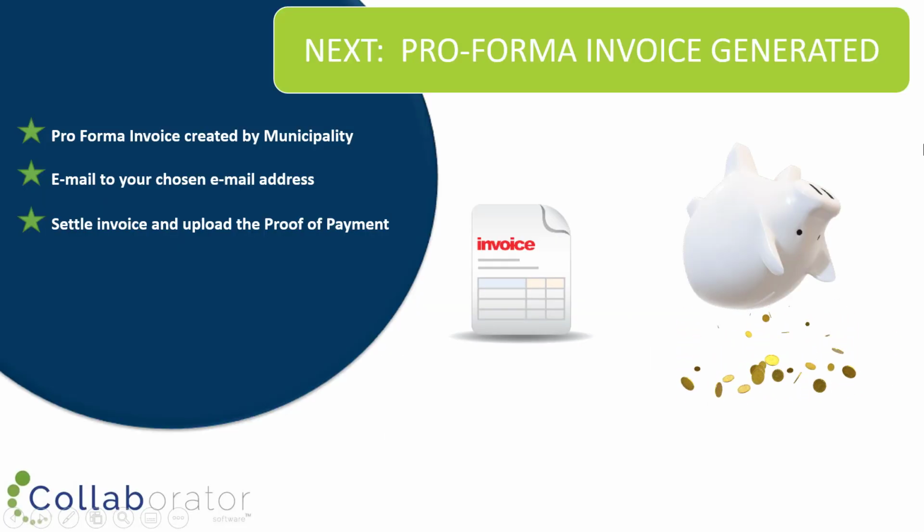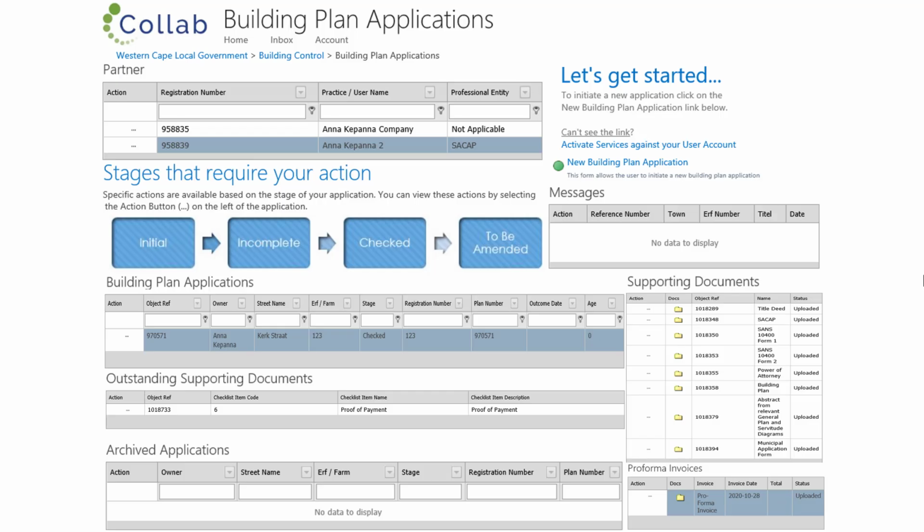Once the municipality approves of all the documentation and the information is correct, a pro forma invoice will be generated and sent to your email address, which you supplied when you created the application. The invoice then needs to be settled and the proof of payment uploaded to the application before submitting the application back to the municipality. The stage will change to Checked once the pro forma invoice has been generated by the municipality. The invoice will be emailed to you and it will be available under the Pro Forma Invoices web part on the portal to access.